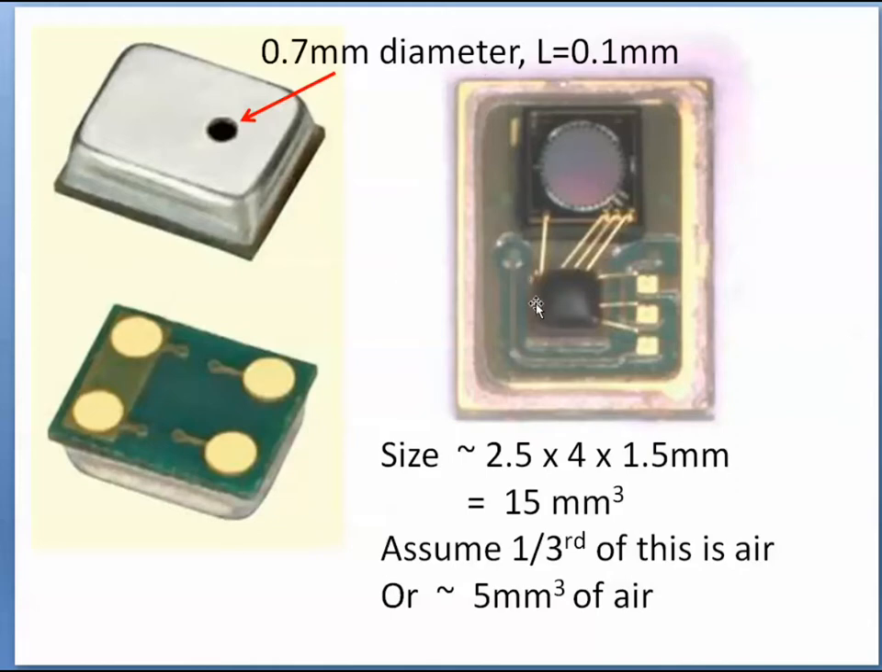I need to estimate how much air volume there is underneath this cap inside the microphone. To do that, I'm going to use the exterior dimensions of the microphone, which are 2.5 by 4 by 1.5 millimeters high. That ends up being 15 cubic millimeters if you multiply it out. I'm going to assume that roughly a third of that overall volume is airspace inside of the microphone. So 1/3 of 15 is 5, or a total of about 5 cubic millimeters of air. That's what I'm going to assume. So with those port and volume dimensions, I'm going to go to Aries and build a model of this.